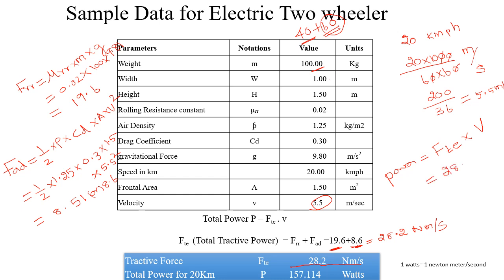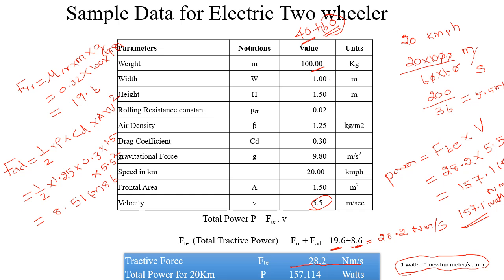So 28.2 multiplied by 5.5. If you do, you will get 157.114 Newton meter per second. Okay, 1 Newton meter per second is equal to 1 watt. So we can say 157.1 watts, but you can round it off.